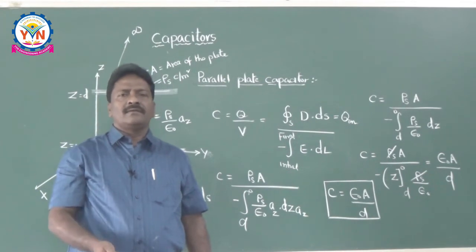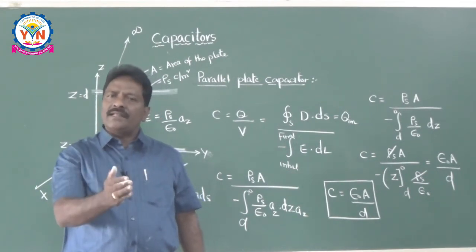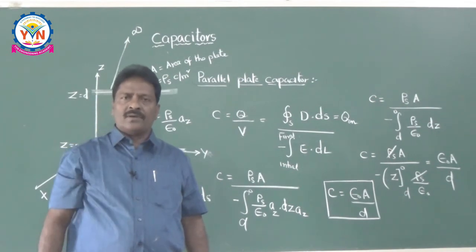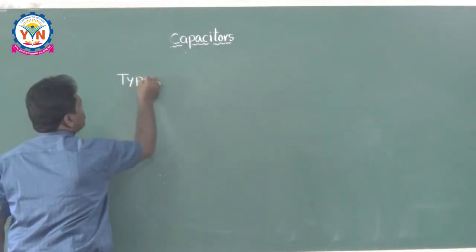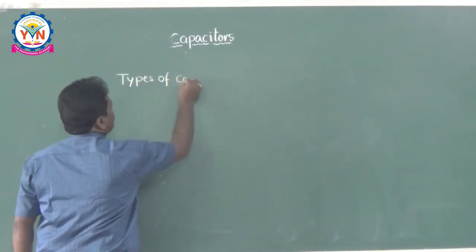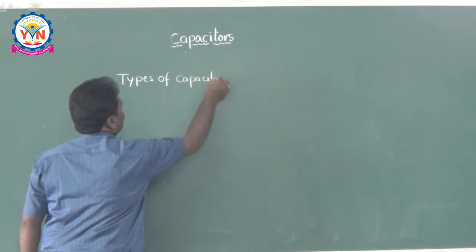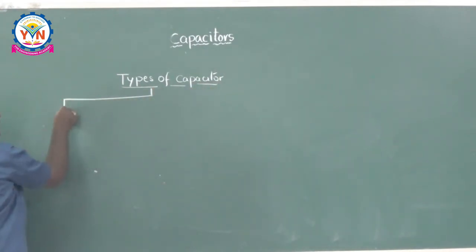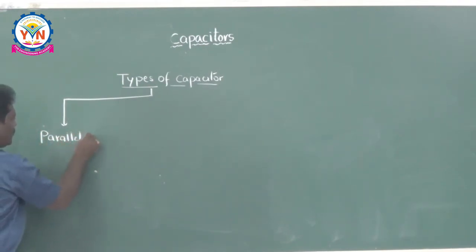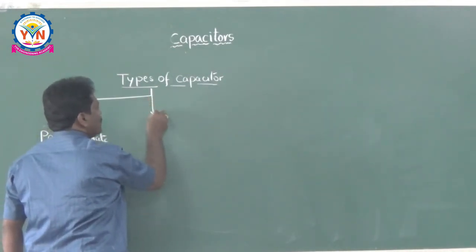Now, in the same way, let us continue the story for finding the capacitances of other capacitors also. First of all, let me tell you what are the different types of capacitors. The very first capacitor is, just now we have given this, that is the parallel plate capacitor. Parallel plate capacitor, capacitance value is equal to epsilon A by d. The second capacitor is the cylindrical capacitor.